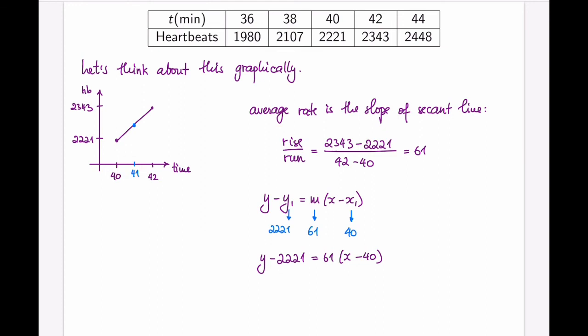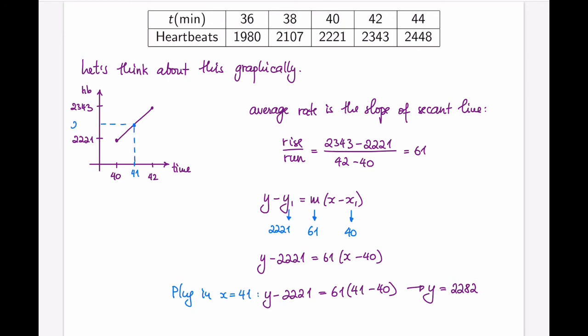Okay, how do we do that? Well, if I'm interested in what happens at x equals 41 that follows the pattern of this line, I can simply plug in x equals 41. And what are we going to get? I'm going to have y minus 2221 is equal to 61 times 41 minus 40. Everything is a number except for y. If I solve for y, I am going to get 2282, which of course is the same number as I obtained on the previous slide.